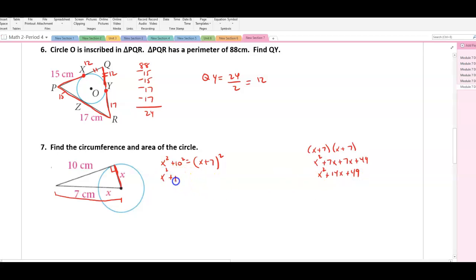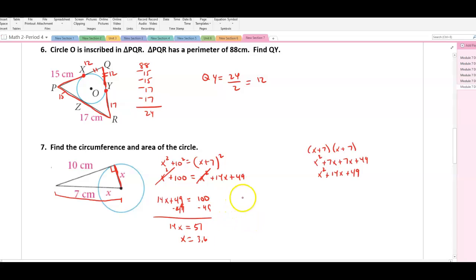So x squared plus 100 equals x squared plus 14x plus 49. But again, generally, when we go to set this equal to 0, the x squareds cancel out. And we have 14x plus 49 equals 100. When I subtract 49, 14x equals, it's going to give you 51. And when you divide by 14, you get 3.6.